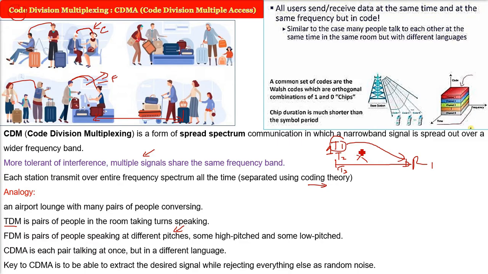So we will use a special code. Every station will get a special code, and this code will be generated by Walsh codes, which are orthogonal combinations of ones and zeros. We'll call them chip sequence, chip pattern. And chip duration is much shorter than the symbol period. Let me tell you again, all users send and receive data at the same time at the same frequency, but in codes.